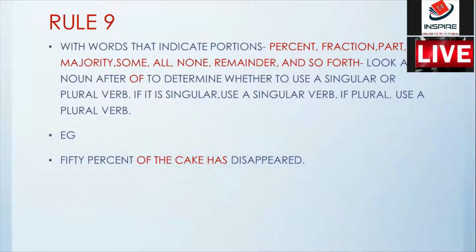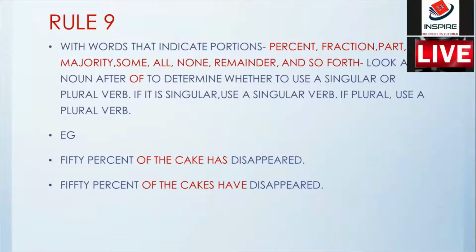Okay, for example, 50% of the cake has disappeared. You can see after 50% of, what came is the cake. Since the cake is singular, it took a singular verb, has disappeared. Another example, 50% of the cakes have disappeared. Since cakes is a plural word, it took up a plural verb, have. Is it clear?